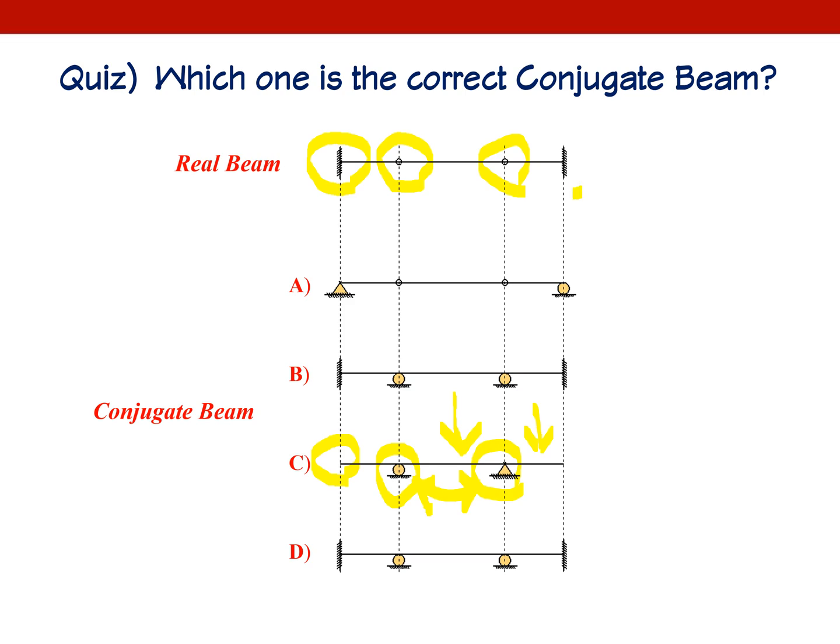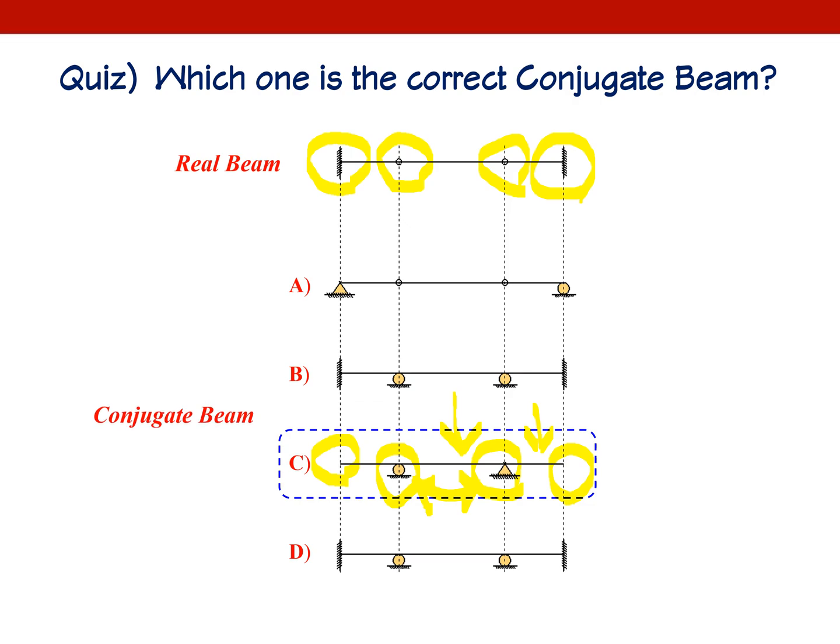Okay, and here we have a fixed end, so that must be a free end. So my answer is C, the conjugate beam. So the real beam and the conjugate beam have a one-to-one relationship. Again, only one unique conjugate beam is there for one real beam.